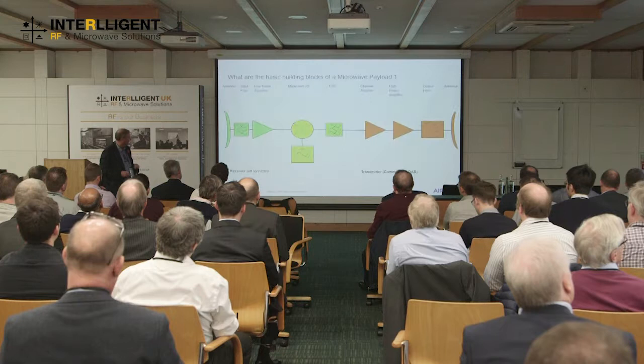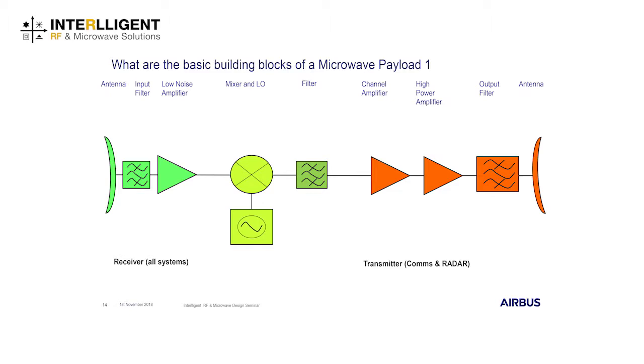So what are the blocks that we typically see in a payload? Well, something that everybody's going to be very familiar with in this room. We'll come in through an antenna, we'll have some filtering, some amplification, then we'll have some frequency conversion, some more filtering, and in a conventional bent pipe payload, that would be what you'd have. You come in at a high frequency, convert to a lower frequency, and then send it back out down again at a slightly lower frequency through a power chain.